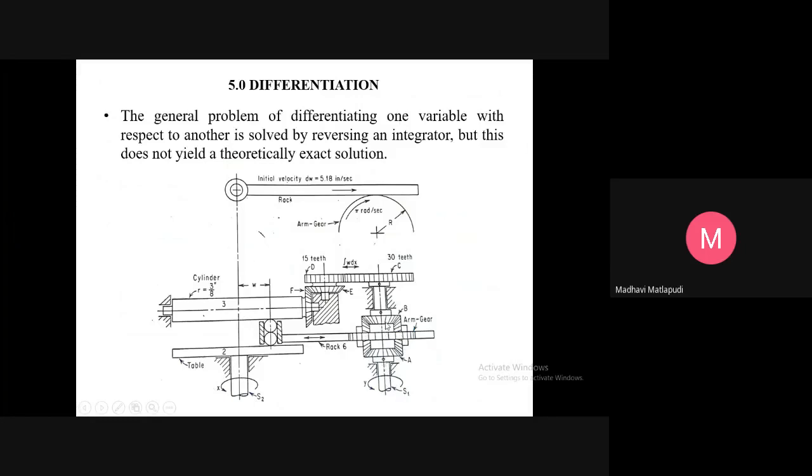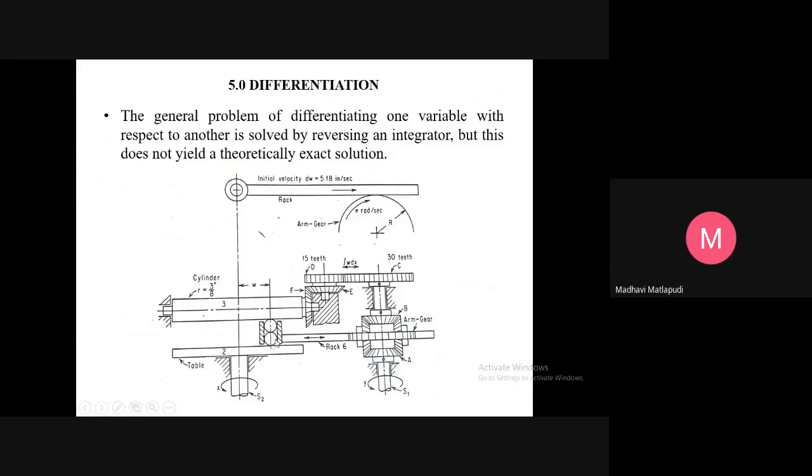The S1 shaft holds a differential bevel gear mechanism. Gear A and gear B happen to be bevel gears. It also carries an arm gear and rack. This mechanism can be viewed in its position in a top view, where the arm gear has a radius of r and rotates with pi radians per second. Then the rack will have an initial linear velocity, where dw is somewhere around 5.18 inch per second, assuming. The other end of the rack is connected to a ball carriage which comprises two idler balls.